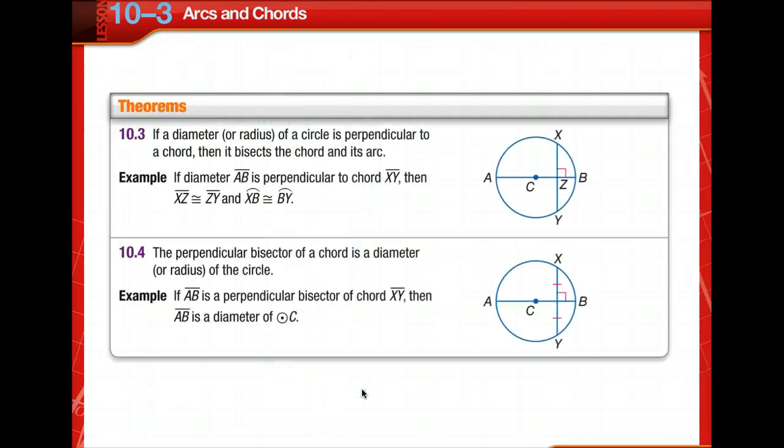Now let's look at bisecting arcs and chords. If a line segment or ray divides an arc into two congruent arcs, then it bisects the arc. We have two theorems, theorem 10.3 and 10.4. If a diameter or a radius of a circle is perpendicular to a chord, then it bisects the chord and its arc. And then 10.4, the perpendicular bisector of a chord is a diameter or radius of the circle.